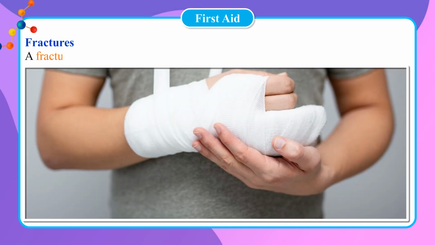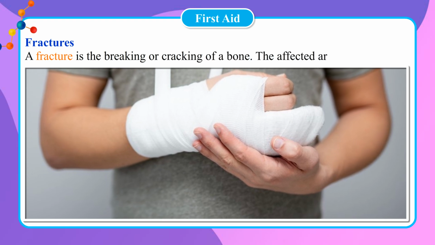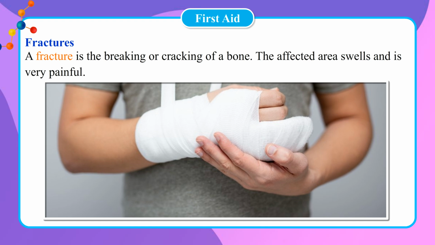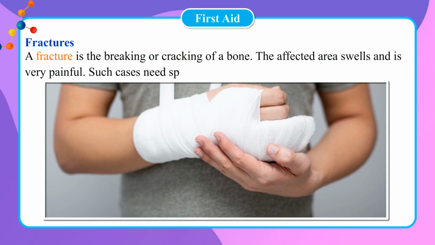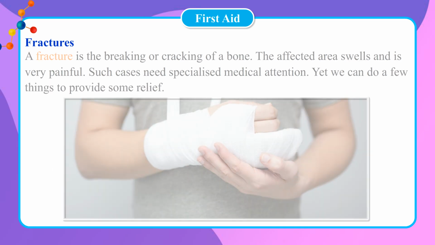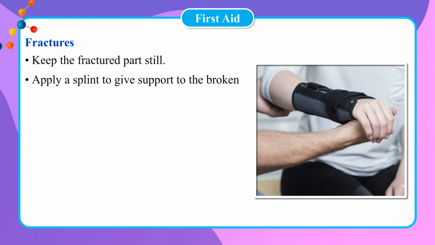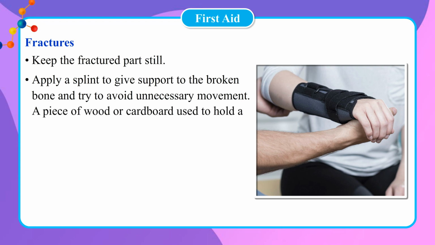Fractures. A fracture is the breaking or cracking of a bone. The affected area swells and is very painful. Such cases need specialized medical attention. Yet we can do a few things to provide some relief. Keep the fractured part still. Apply a splint to give support to the broken bone and try to avoid unnecessary movement. A piece of wood or cardboard used to hold a broken bone in position is called a splint.